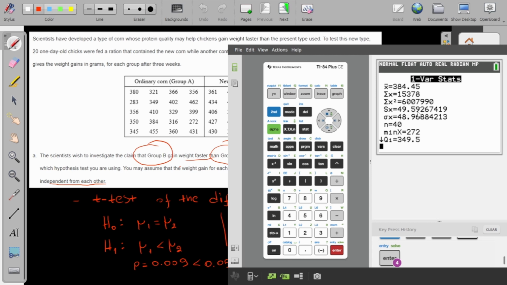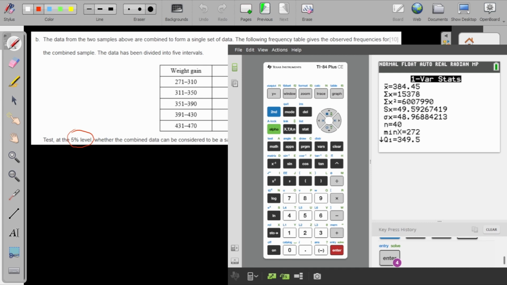49.59. So here I have 49.59. Now I found my standard deviation. Now I have to find the expected frequency for all of my data. How will I do that? It's an easy process.